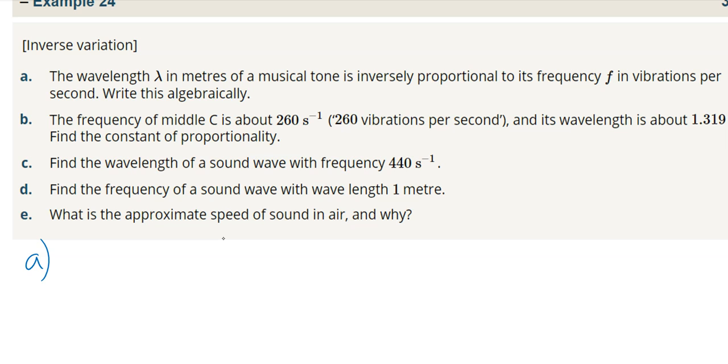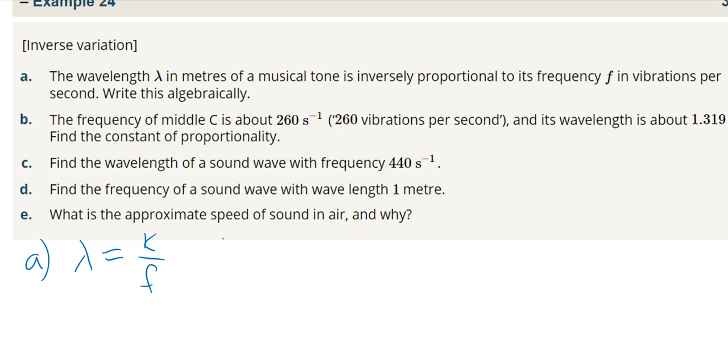Okay, so the wavelength in meters, now they're saying lambda is essentially inversely proportional to frequency. So I know it's going to be lambda equals k on f, or it could be the other way. We'll actually do it the other way around just to show that it's the same thing. So lambda equals k on f.